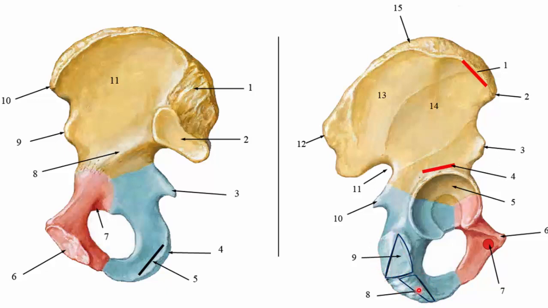In the triangular area, the lateral part gives attachment to the adductor magnus. And this triangle near the acetabulum, I mean the upper lateral triangle, gives attachment to the semimembranosus. And this triangle gives attachment to biceps and semitendinosus.